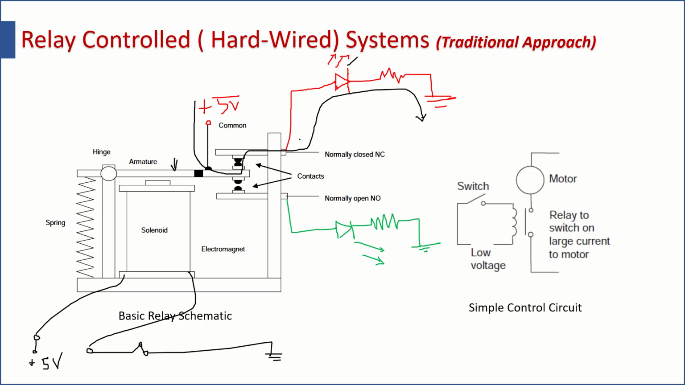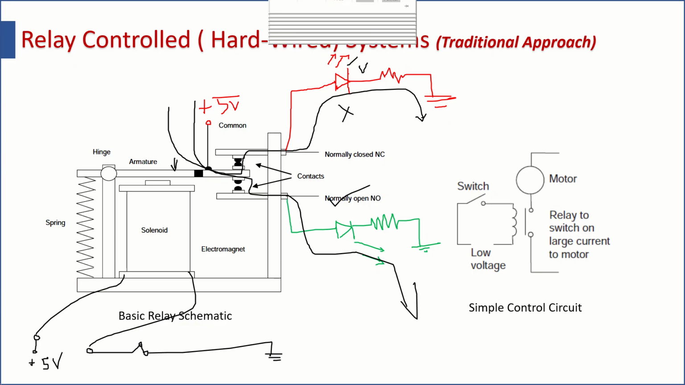When this NO becomes closed, this LED will go off, and whatever current is flowing will flow through this to ground. So now your green LED will glow. So in this manner, you can connect two different elements, or you can make one element glow or get electrically connected in one condition and electrically disconnected in another condition. So am I clear with the operation of a relay?